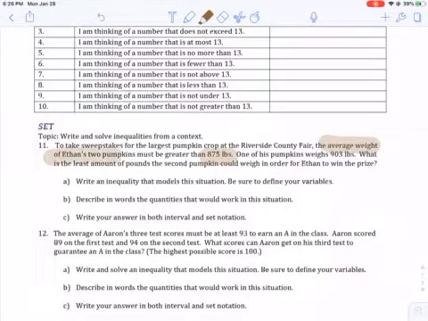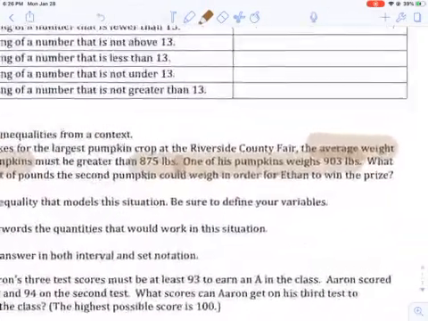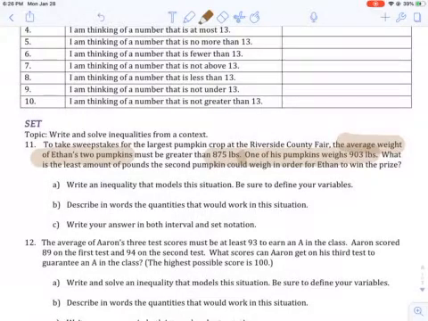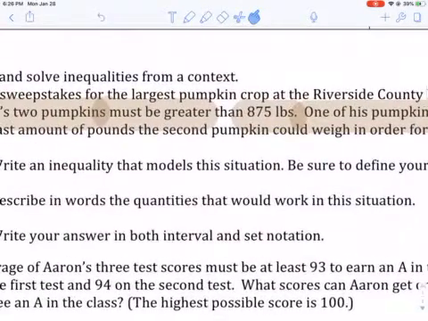I'm highlighting all the important stuff. One of his pumpkins weighs 903. What's the least amount of pounds the second pumpkin can weigh in order for him to win the prize? Okay, so here's the thing. We know something must be greater than 875. So to set up this inequality, I'm going to zoom in here.